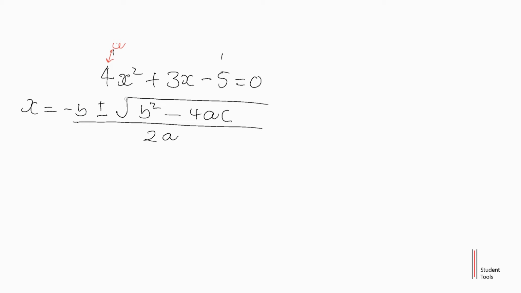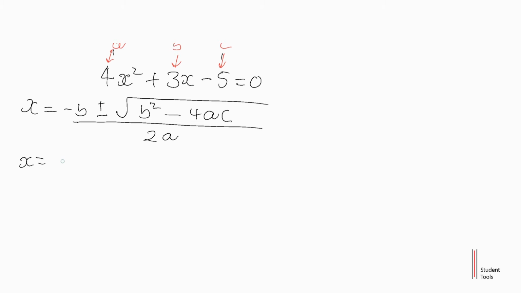The value of b is given by the coefficient of x. The coefficient of x here is 3, or a positive 3. And for b, we will substitute with the positive 3. Then the value of c is given by the constant. So the constant here is negative 5 or minus 5. So with this, let us go and substitute into our quadratic formula.